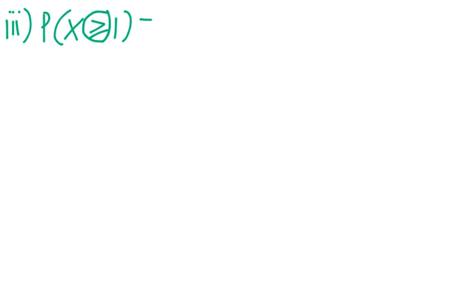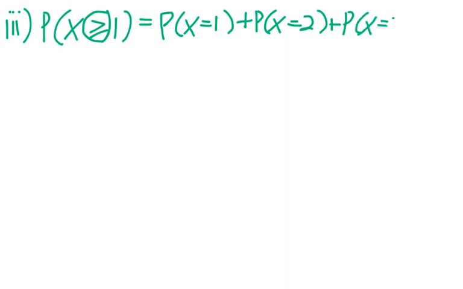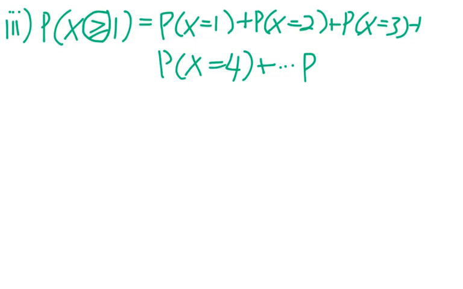So meaning that what we have here is the probability of X equals to 1 plus probability of X equals to 2 plus probability of X equals to 3 plus probability of X equals to 4 plus probability of X equals to 5 plus probability of X equals to 6 plus probability of X equals to 7 plus probability of X equals to 8 plus probability of X equals to 9 plus the probability of X equals to 10. Why only up to 10? Because we only draw 10 balls from the bag.